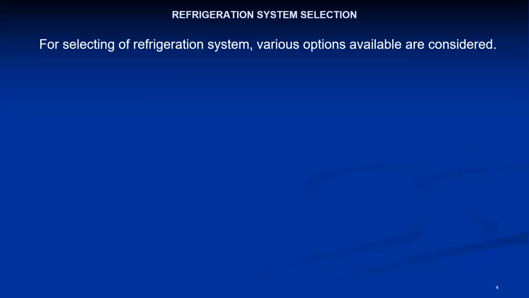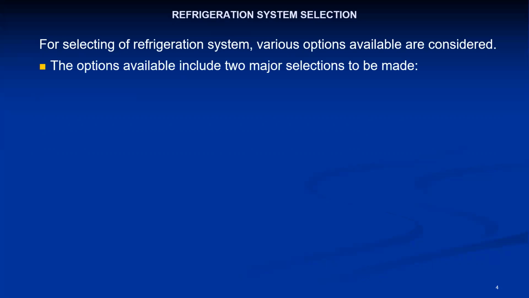Now, refrigeration system selection is mainly divided into two. For selection of a refrigeration system, various options are available. The options include two major selections to be made: the refrigerant selection and the equipment selection. These are the two major selection categories in the refrigeration system, because the first important step is that we have to select the refrigerant first, and based on the selected refrigerant we have to select the components, or we have to design a refrigeration system.